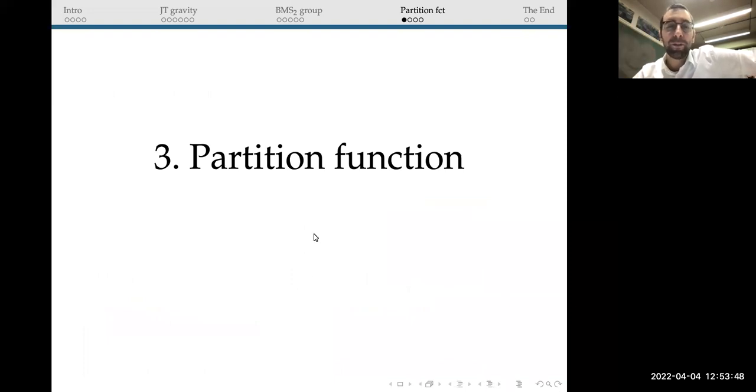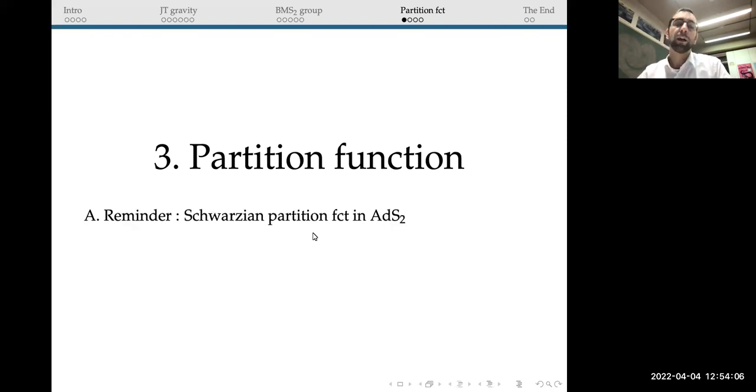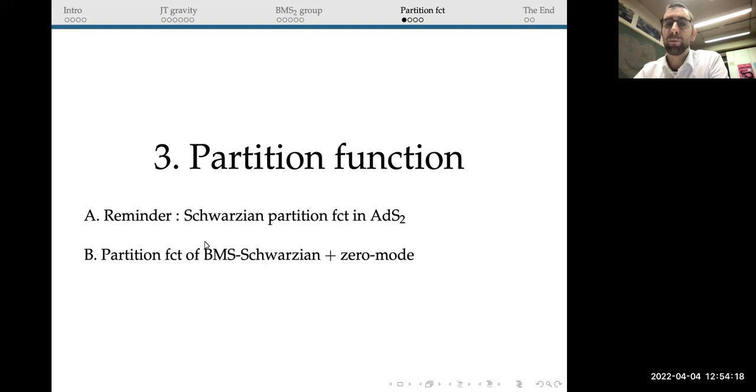So this is the third and last section of the talk, and it's also the shortest. So I want here to tell you about the partition function, and in particular, I'm going to argue that there are, again, a leitmotif of this talk is the sort of pathology or weirdness of BMS2. And so here again, we're going to see that there's something weird going on. And so to emphasize how weird this is, I'm going to start by reminding you very briefly of how the one-loop partition function works for the usual Schwarzian theory in AdS2. And then I'm going to compare that to what happens for the BMS-Schwarzian with the zero mode.